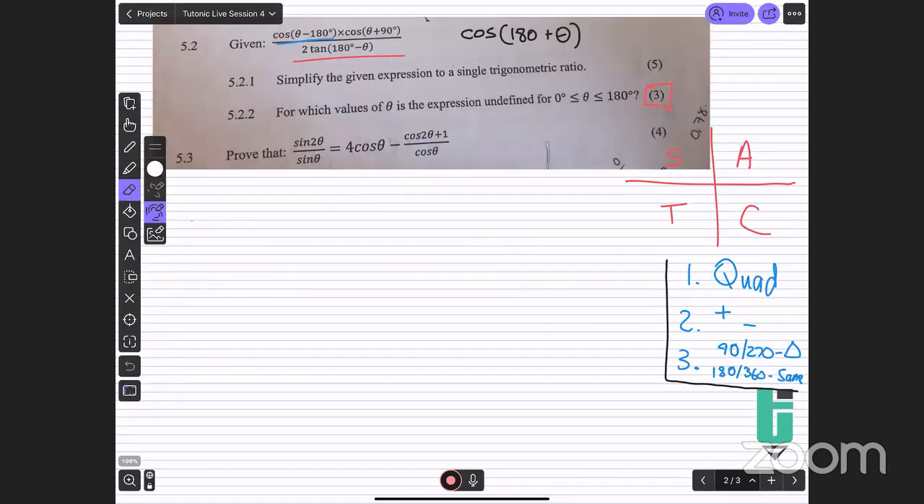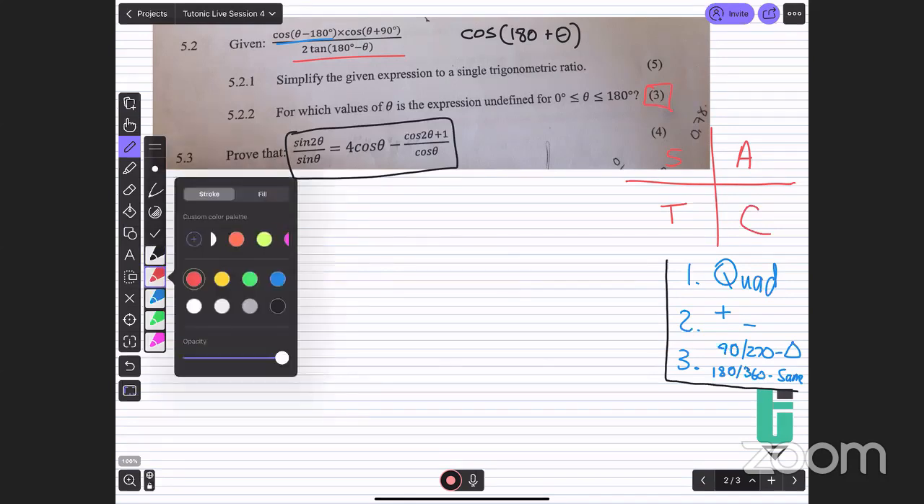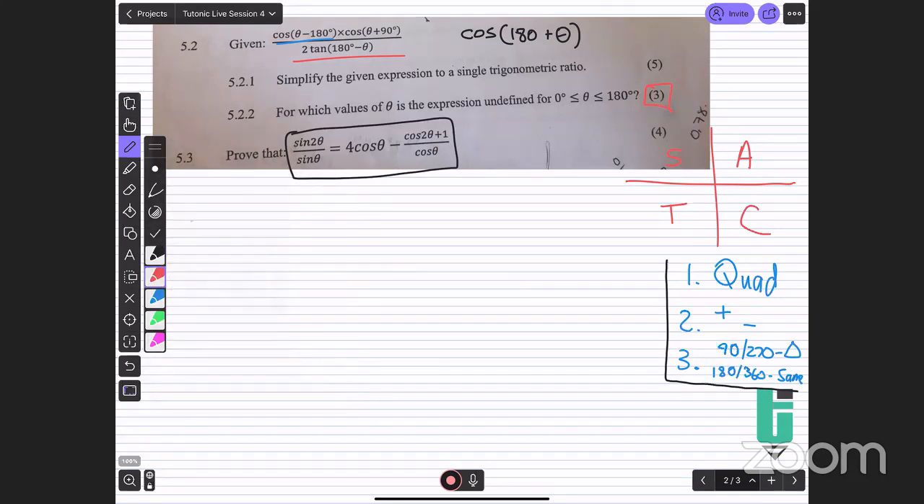Prove that sine 2 theta over sine theta is 4 cos theta minus cos 2 theta plus 1 over cos theta. Okay. So always try and expand and see which side you want to work with. So what's the identity for sine 2 theta? 2 sine theta cos theta.